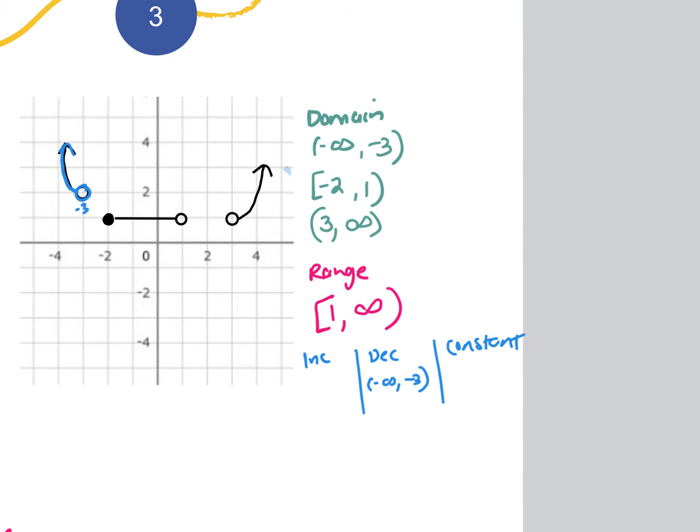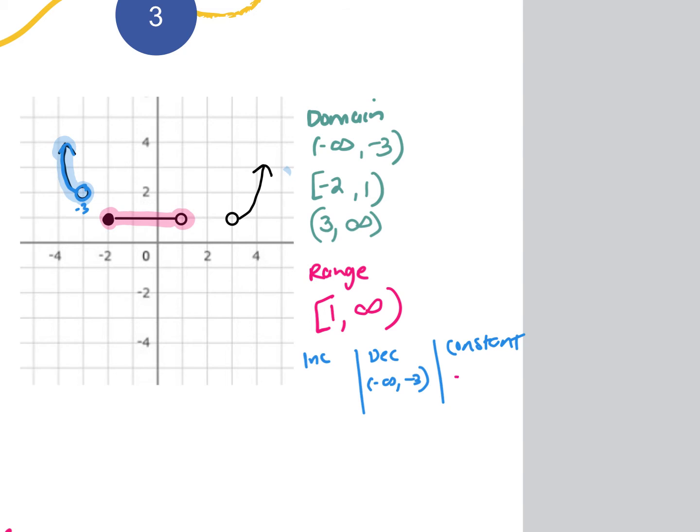Because now we're falling, right? The highest point was up here, and now it's coming down. Like this is my first point as I look from left to right, right? That's the farthest one. And then this is falling, so it's decreasing. The next one is here, and it goes like this. What behavior is that? Constant.